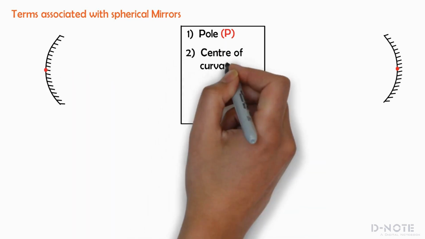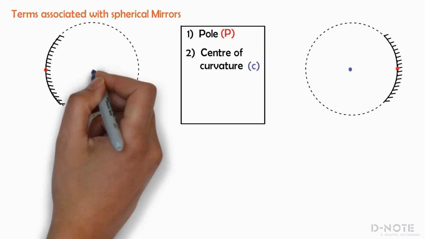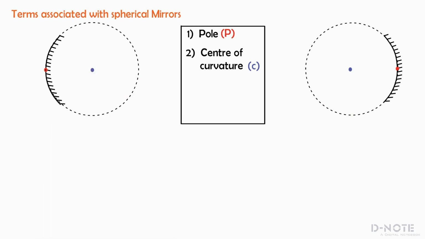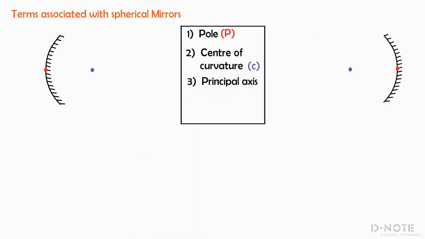Second one is the center of curvature, represented by C. We know that spherical mirrors are a small part of a sphere. The center of this sphere itself is the center of curvature of the mirror. Center of curvature for convex and concave mirrors are marked here. Third one is principal axis. This is the line joining the pole and center of curvature as shown here.